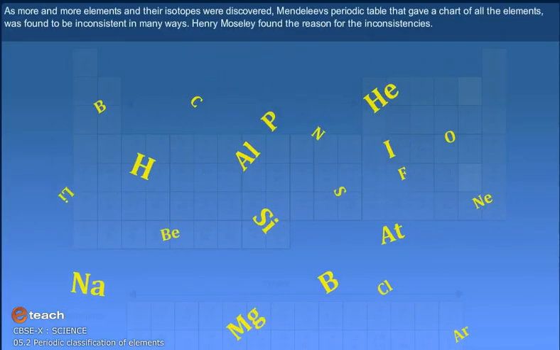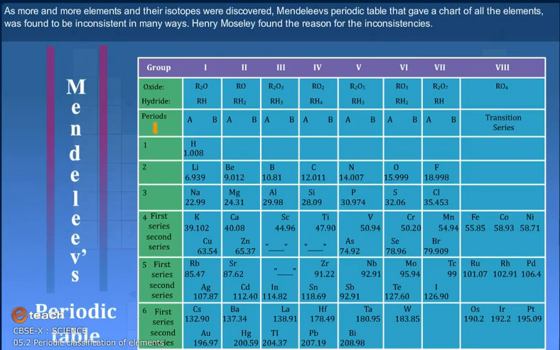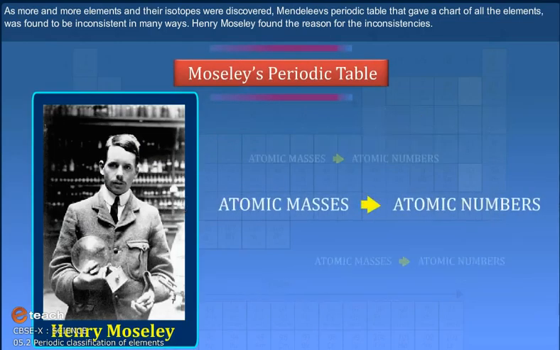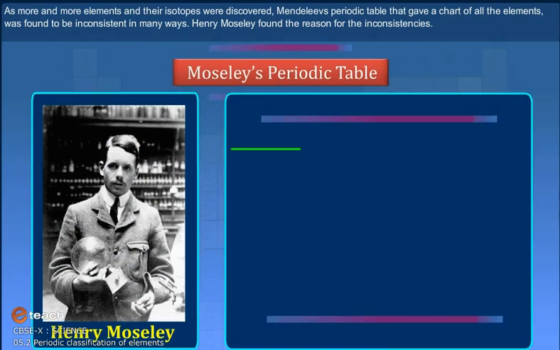As more and more elements and their isotopes were discovered, Mendeleev's periodic table that gave a chart of all the elements was found to be inconsistent in many ways. Henry Moseley found the reason for these inconsistencies.